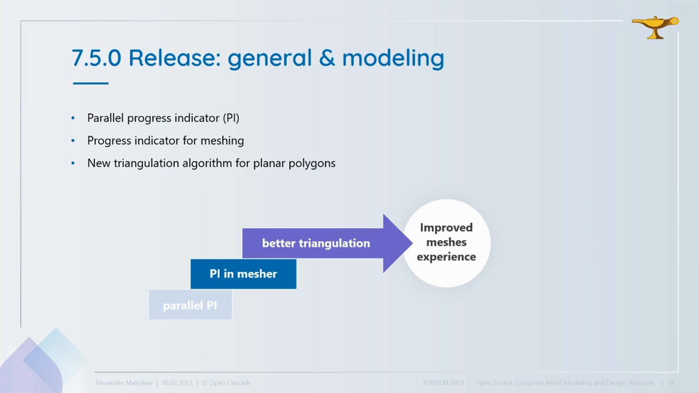New triangulation algorithm for planar polygons. We have improved the triangulation algorithm. Now it supports complex concave polygons. You may face this improvement when loading OBJ data. You might know that this format supports not only triangles but polygons as well. Combining these enhancements, one achieves a better meshing experience.